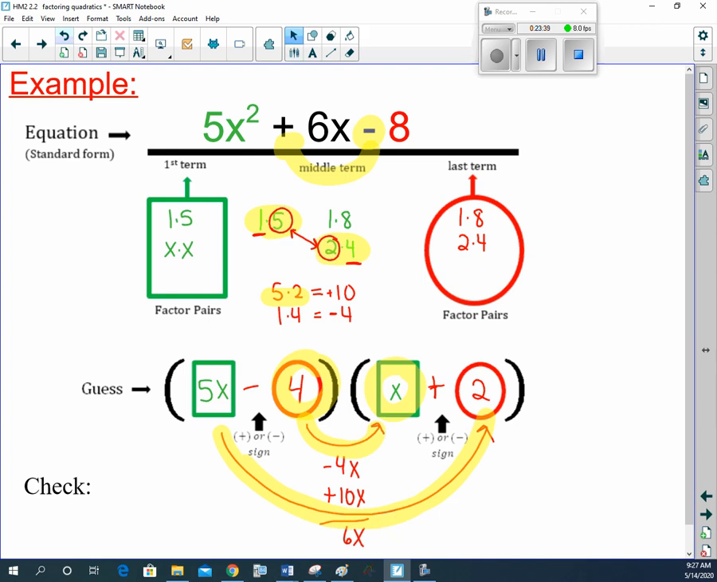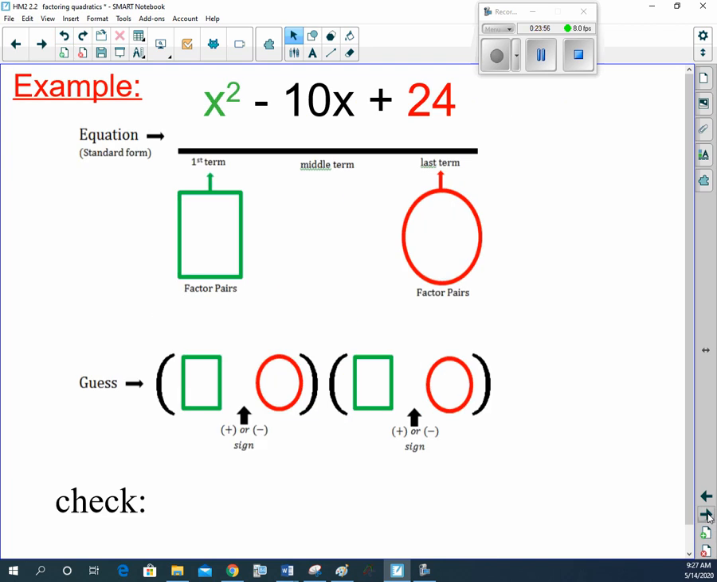Okay? So, what does that factor to? Our answer is 5x minus 4 times x plus 2. So to get good at factoring, you just have to practice. The more you practice, you start to see the number combinations.